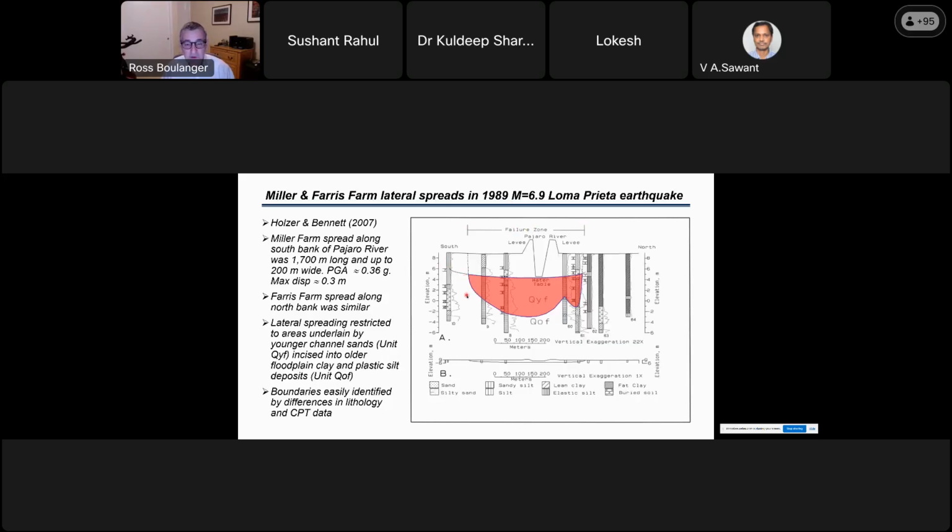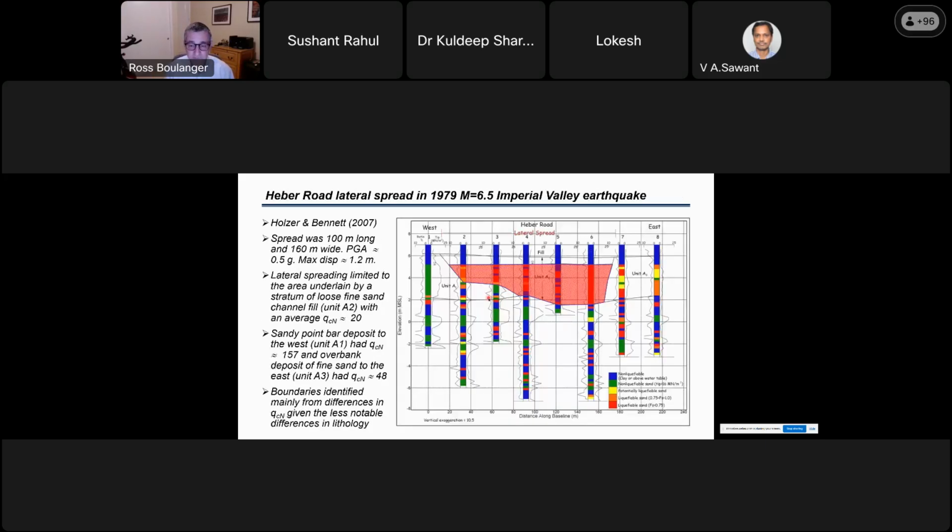And they're very easy to identify the boundaries because you can see within here, the borings, these are granular material, sands. The texture, the lithology of them, is very easy to tell apart from the plastic silts and clays in the surrounding units. And the CPTs, very low tip resistance versus relatively high tip resistance. So very easy to see the boundaries.